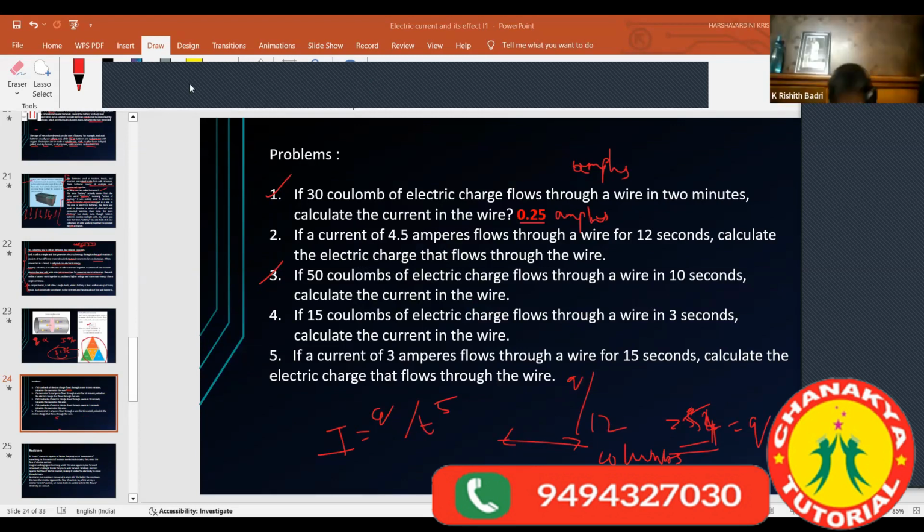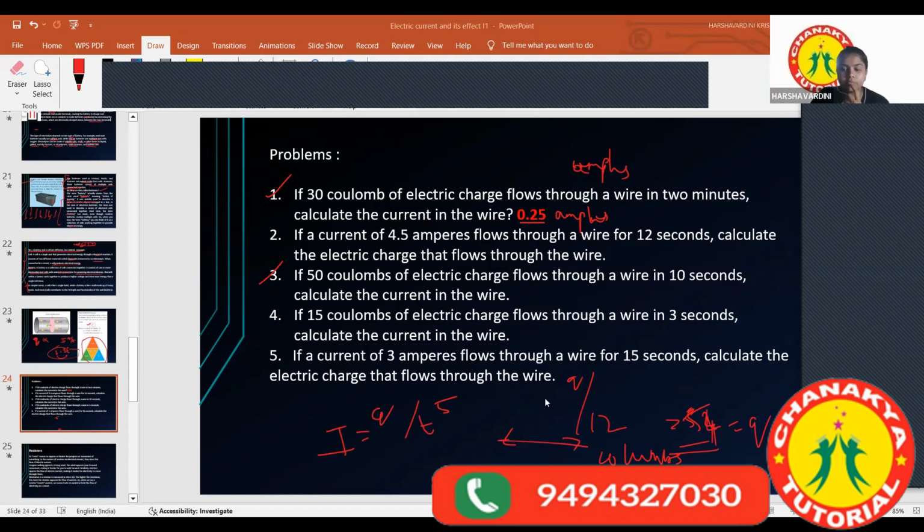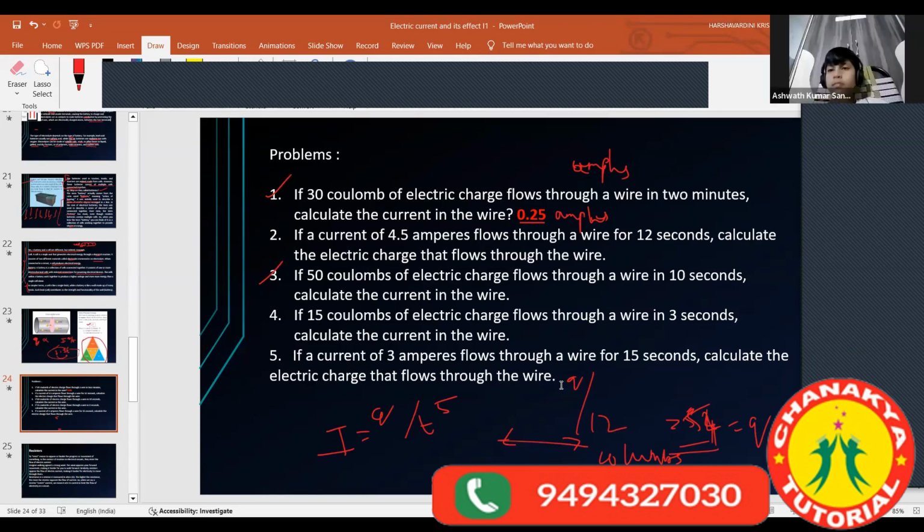Chakrika, what about you? Yes, Sudarshan, hold on. Soumya, getting the answer? Yes, ma'am. Fifth one, all done? Yes, ma'am. The fifth, Ashwin? It is 45. 45 coulombs. Everybody getting or you're just telling? No, ma'am, 45 coulombs.